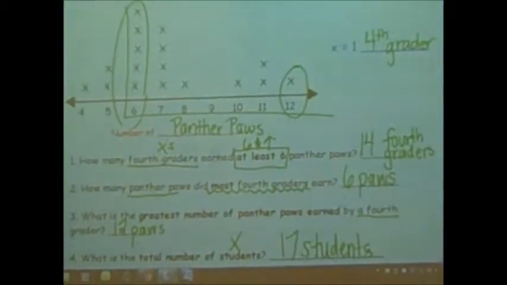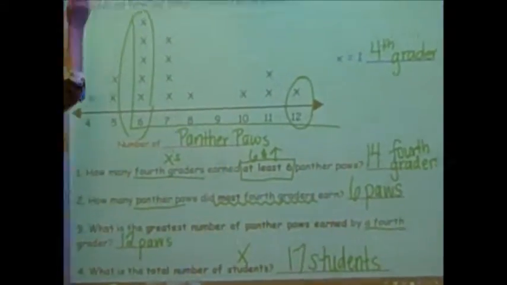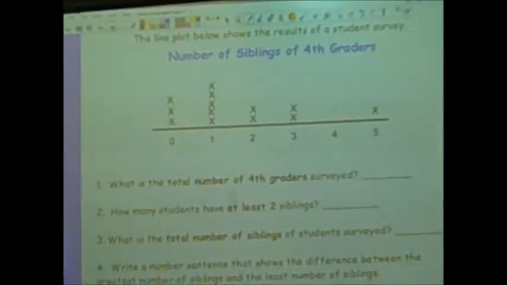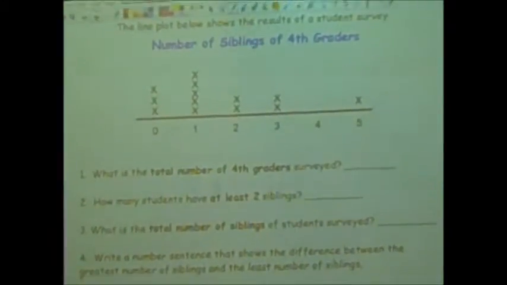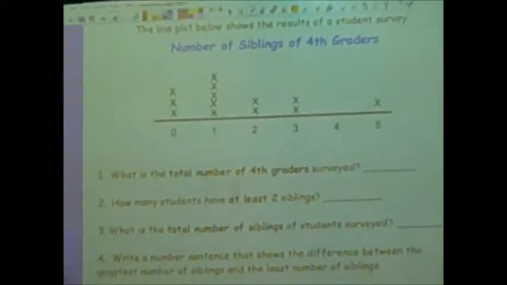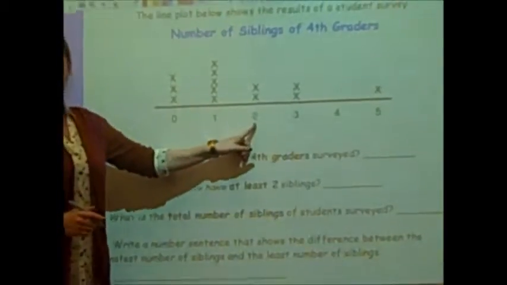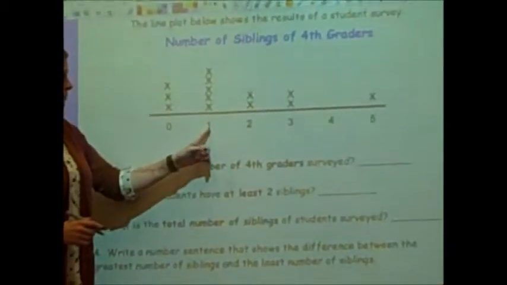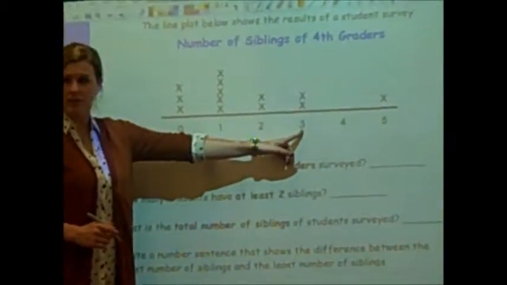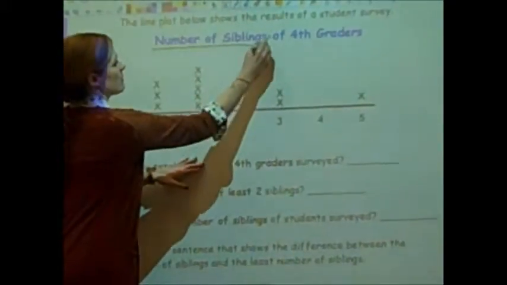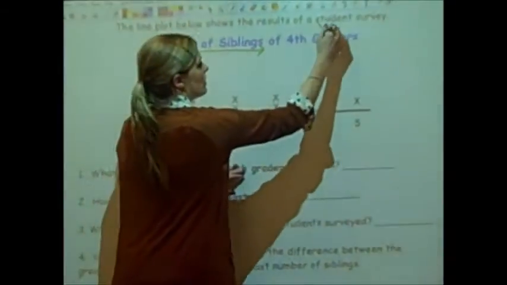Are you ready to move on to the next one? Okay. So the line plot below shows the results of a student survey. It says number of siblings of fourth graders. The numbers on the bottom represent 0 siblings, 1 sibling, 2 siblings, 3 siblings, and so on. Number of siblings. Fourth graders are your X's.